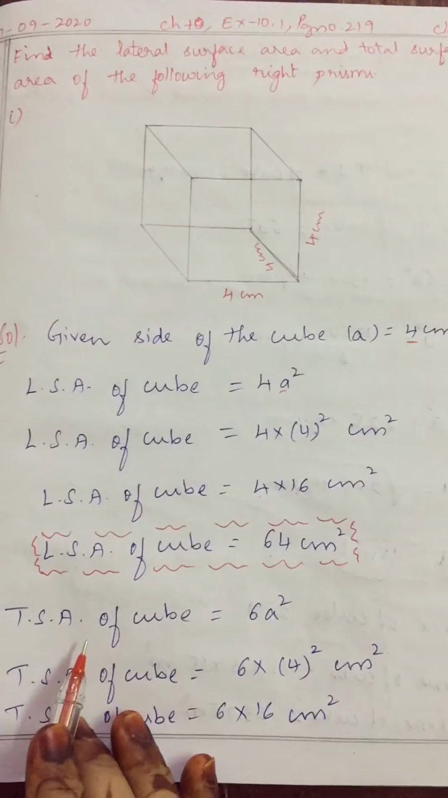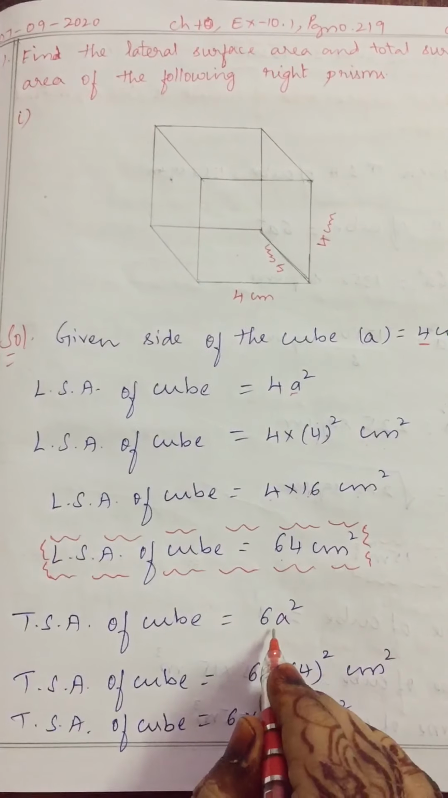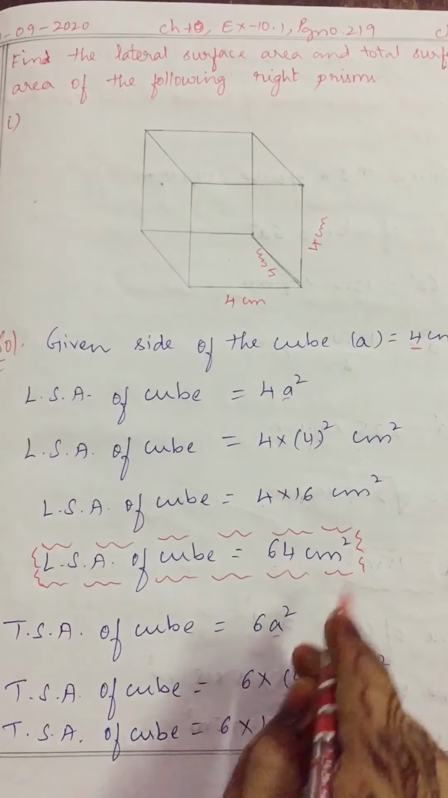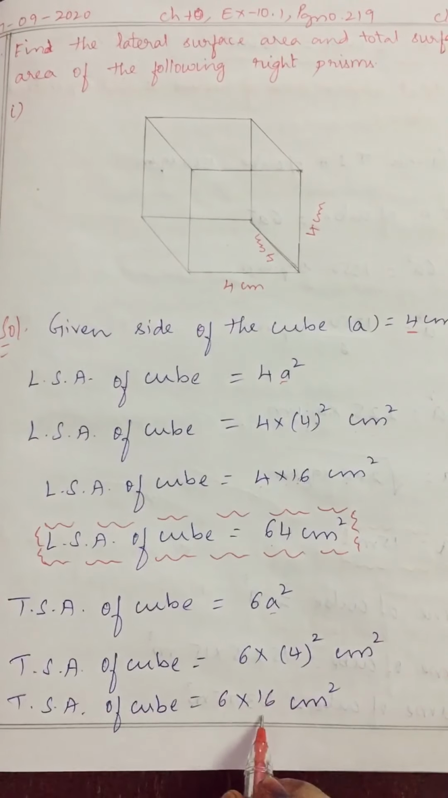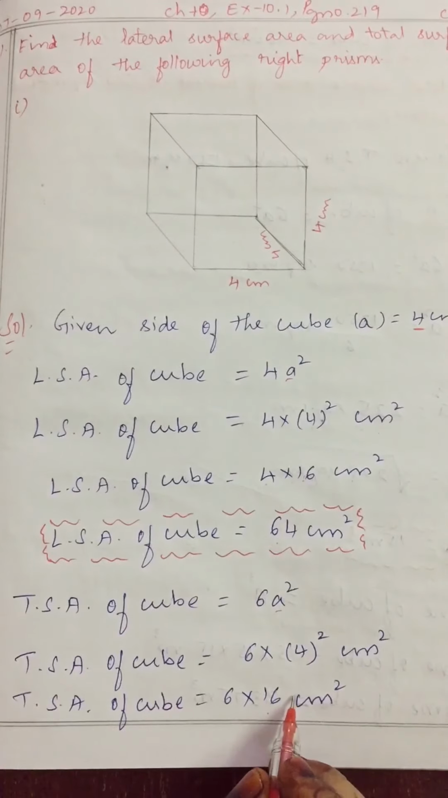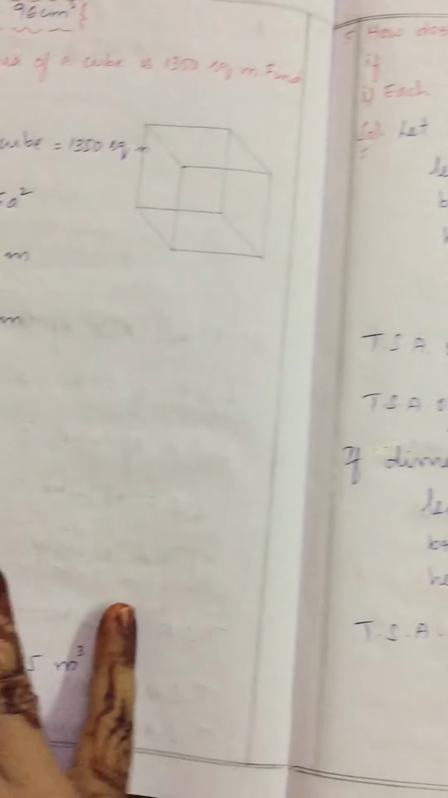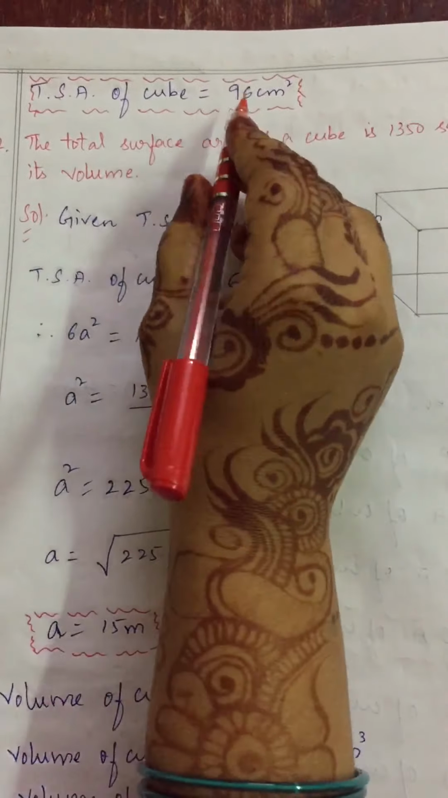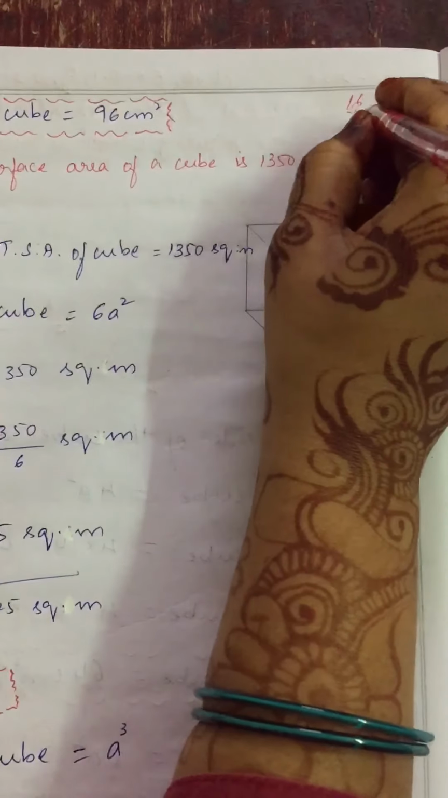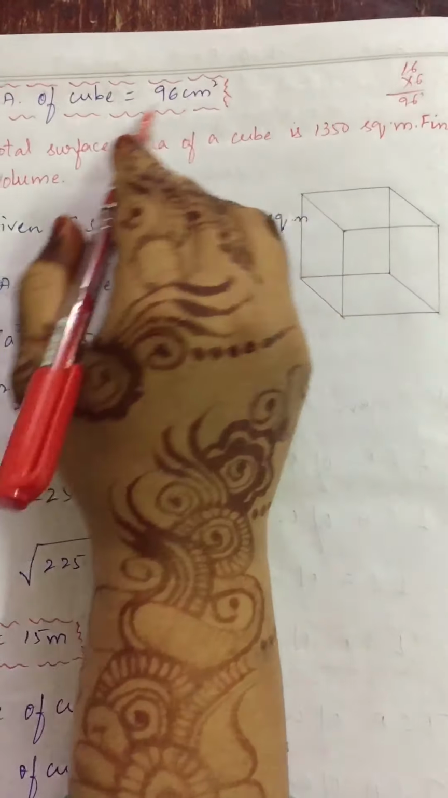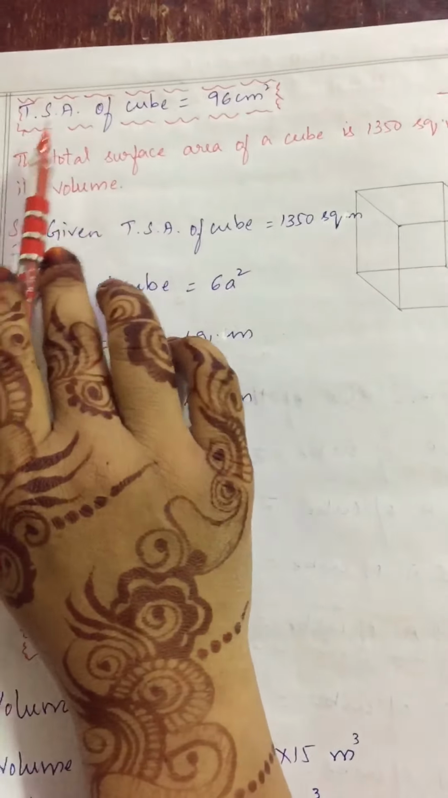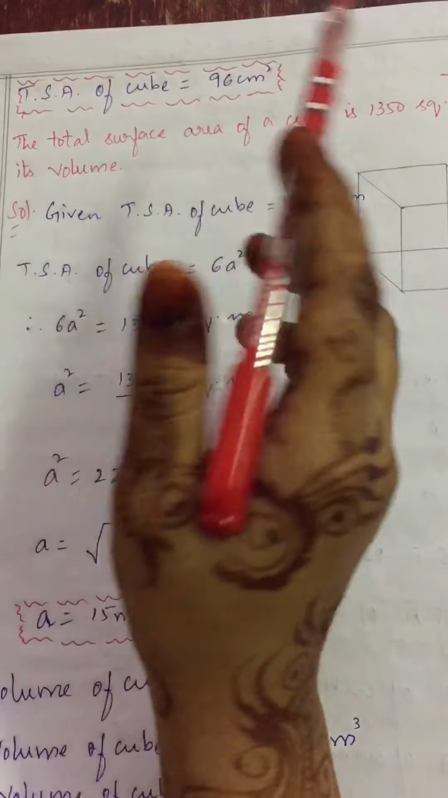And he is asking the total surface area also. The total surface area formula is 6a². a is 4 centimeter, so we substitute 6 into 4 squared. 4 squared is 16, so 6 into 16 centimeter squared. 6 into 16 is 96, children. Correct? 96 centimeter squared. So we got the total surface area and the lateral surface area. The second one you solve, children.